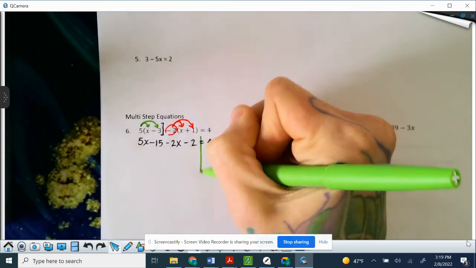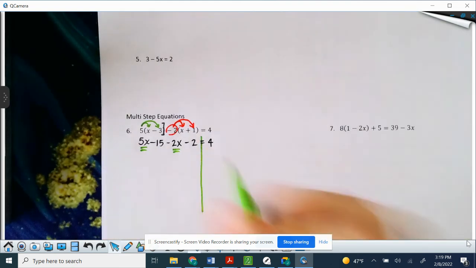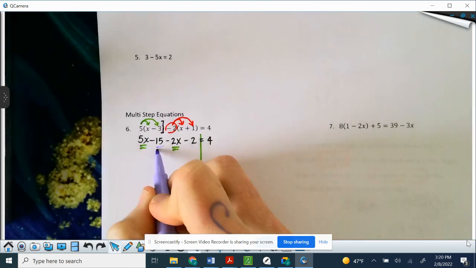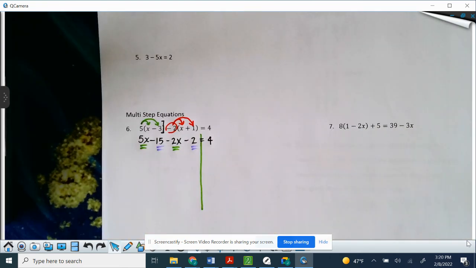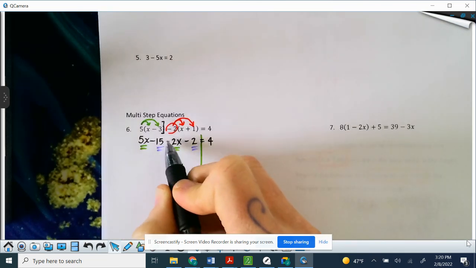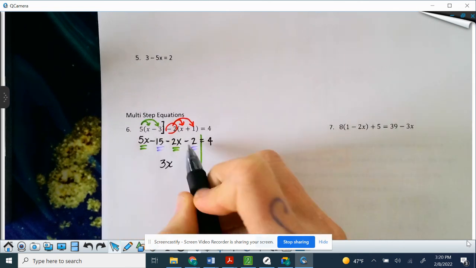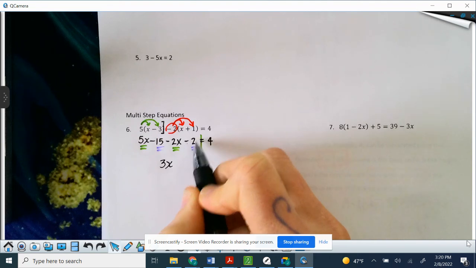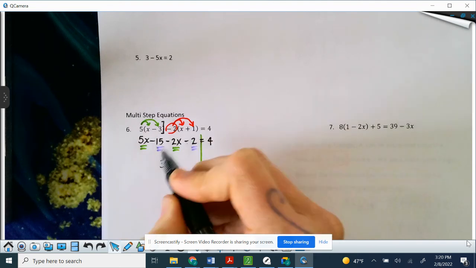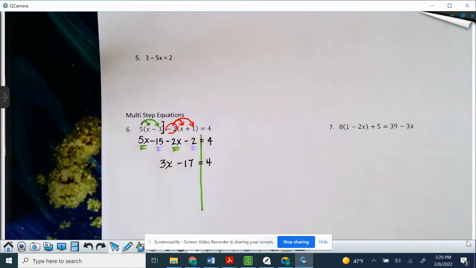So again, look at each side and see if you can clean up anything, combine like terms. So like our x's and our x's versus our constants and constants. If there's multiple on one side, condense, clean up first. So if I have 5x and I spend $2 because that's a -2, then I'm going to have 3x. If I owe you 15 because that's minus, and then I borrow 2, because that's minus, so -15, I'm sorry, and -2, that's -17 equals 4.